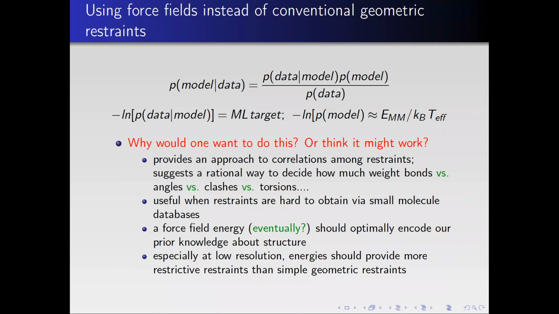And then by Bayes' rule, I have to multiply that by the probability of finding that model in the first place, okay? And divide by the probability that I would have gotten that data in the first place. Well, for a given experiment, the data is fixed, so I can ignore that with logs. That's just a constant in the denominator. And so, as I said, the probability of the data given the model is the maximum likelihood target that's encoded into crystallographic refinement models.